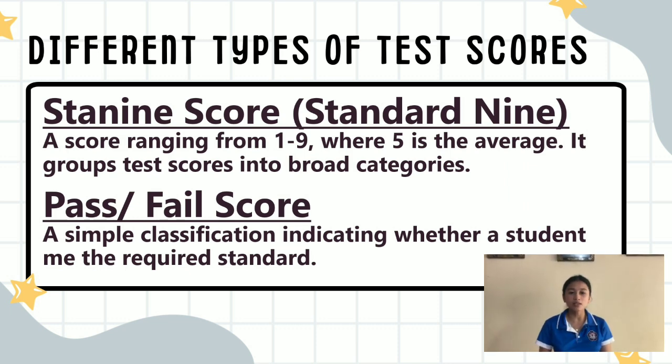So, the last one is pass-fail score. A simple classification indicating whether a student met the required standard. So, example lang is high school standard passing grade is 75%. So, ang 75% above kay pass na siya. Ang 75 below is fail na siya.